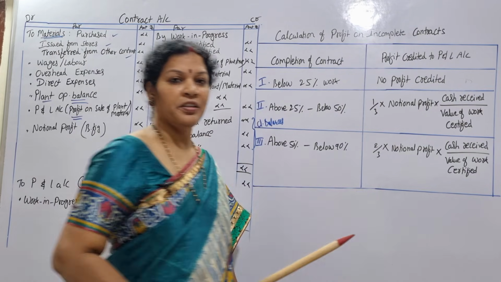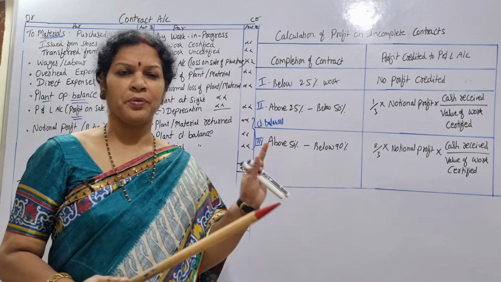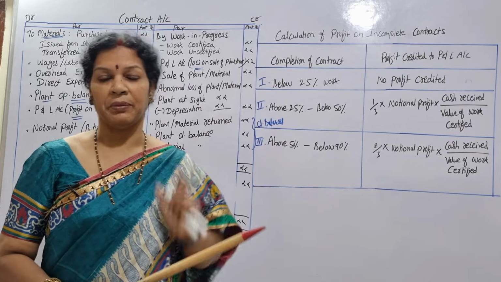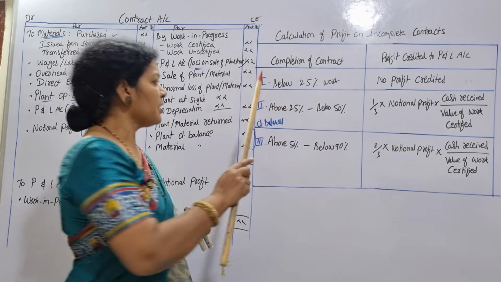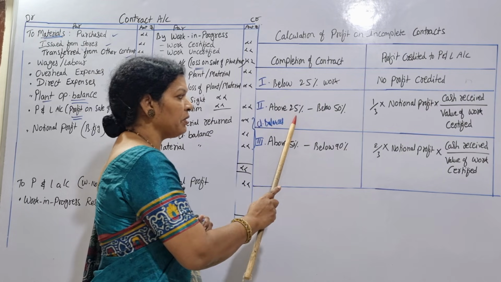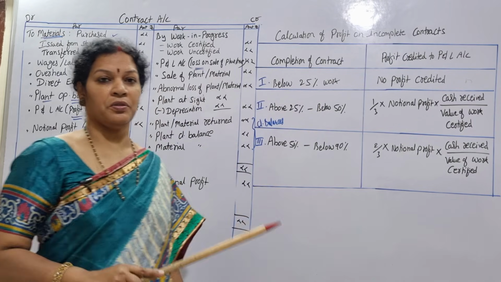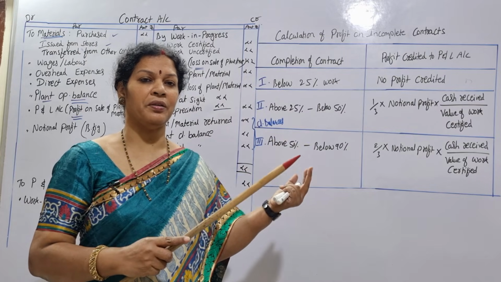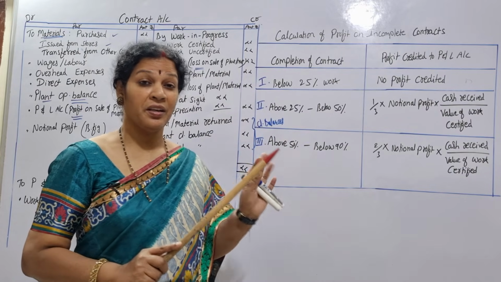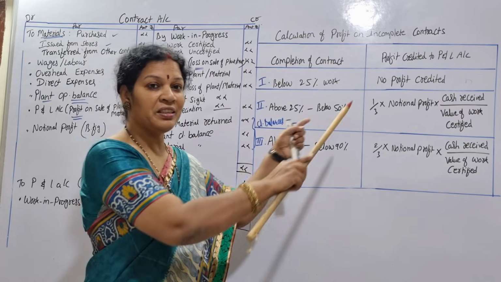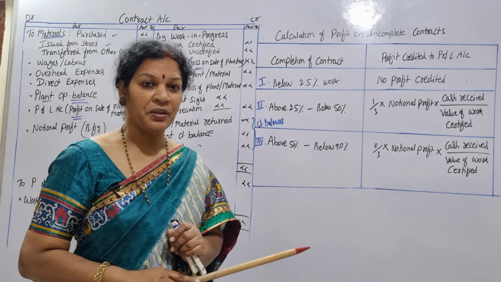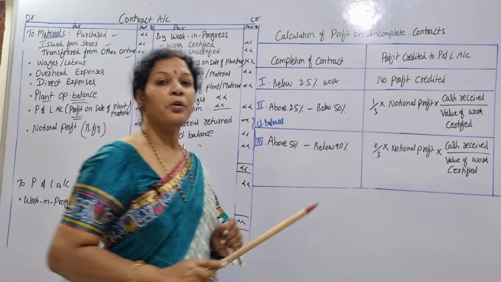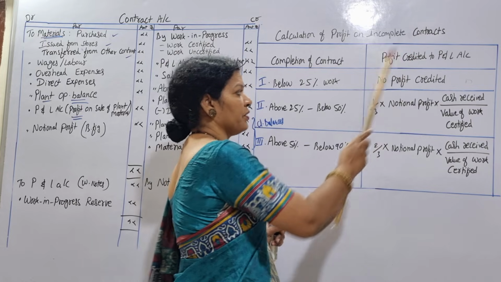No profit is credited, which means we need not calculate any profit if the work completed is below 25%. The second stage is above 25% and below 50%. If the work completed is 35 or 45 percent, that is in between 25 to 50%. In such a case, how do we calculate this profit?